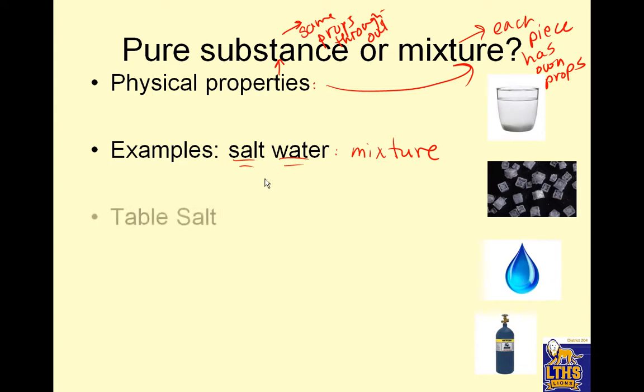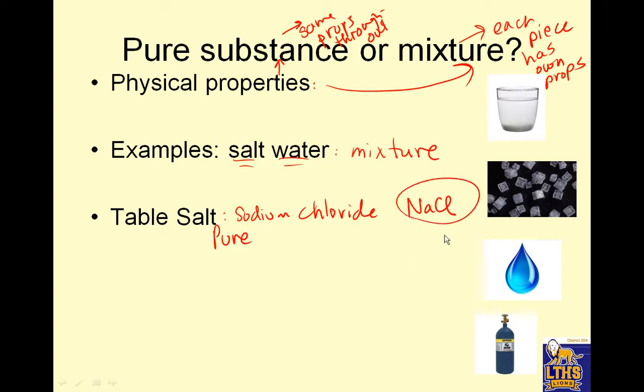Okay. Table salt. Table salt is also known as sodium chloride. All right, and sodium chloride is made up of NaCl, so it is pure because every piece of table salt is this. Okay, it's a compound because it's got elements chemically bonded.